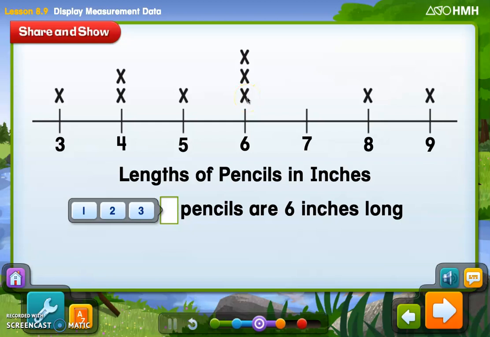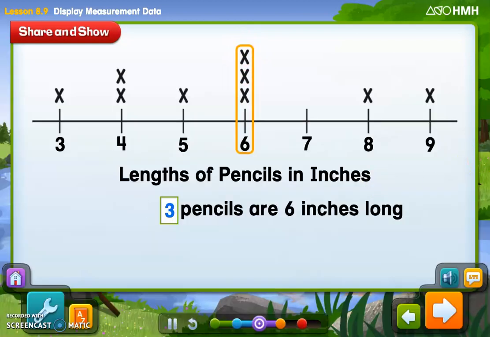They don't always have to be X's. Sometimes in math you'll see dots is another common one, circles. You might see any kind of different shape. This time they're using X's, and we're going to be using X's a lot in our lesson today. But on a line plot, you can really use any object. So they're using X's as the pencils. So we're at 6 inches, and we just count how many pencils there are. 1, 2, 3. So 3 pencils are 6 inches long. Correct. 3 pencils are 6 inches long.